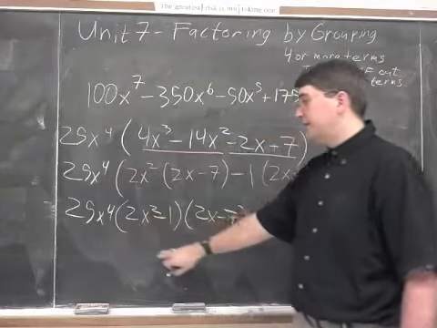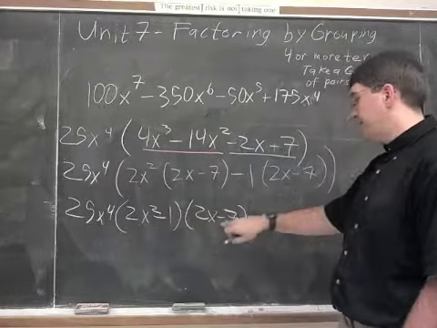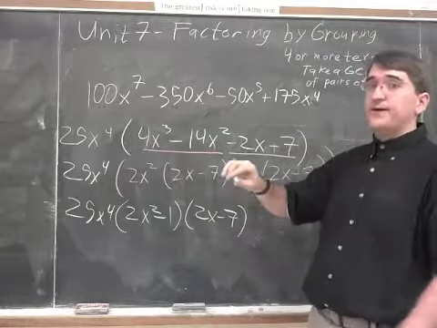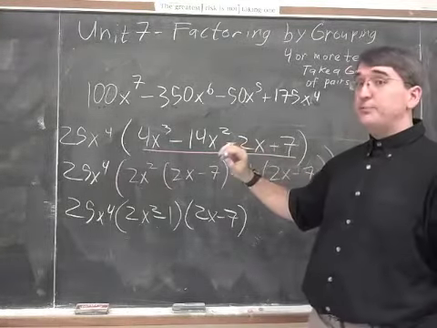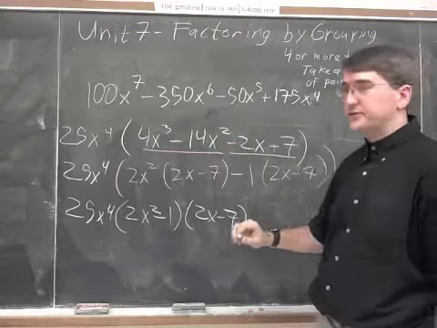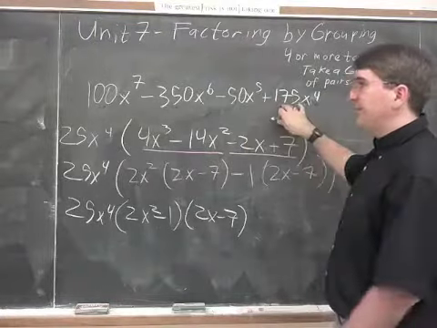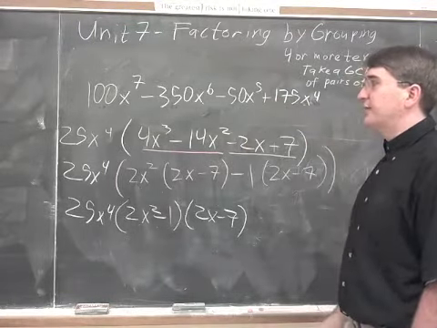25x to the 4 times 2x squared minus 1 times 2x minus 7. That's the fully factored form, the FFF. I sometimes call it the BFF for best factored form. But anyway, that's the final answer. The final answer for our original polynomial.